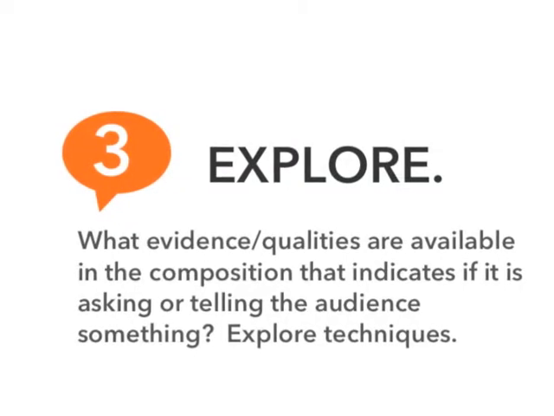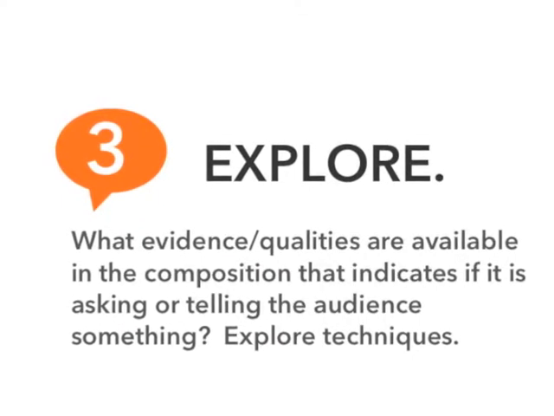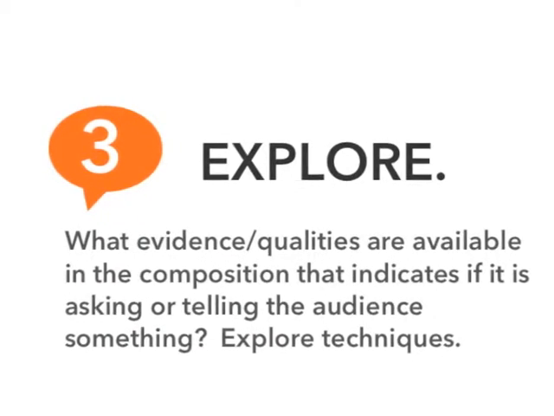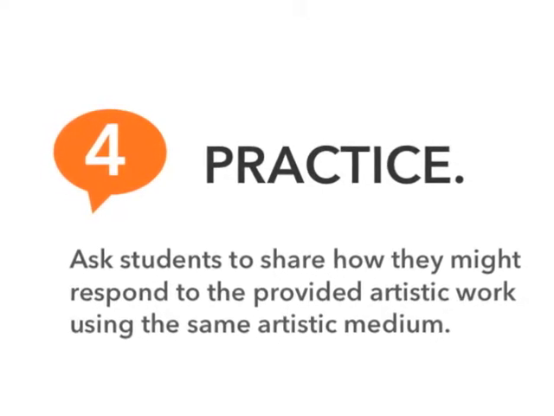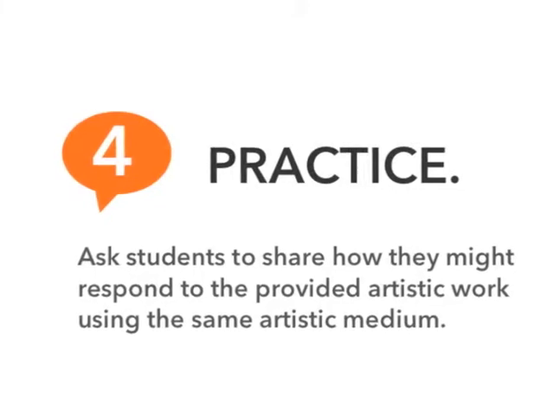Then have them explore the qualities of the composition that indicate that. So for instance, when we started with the sentence, what indicated that the sentence was an asking or a telling sentence, right? The punctuation. So what about the composition that you're exploring? What techniques, what elements are drawing the audience to the conclusion that this is asking something of them or telling them something? And then practice at how they might respond to that sentence, that statement or the question that the piece of artwork is focusing upon.